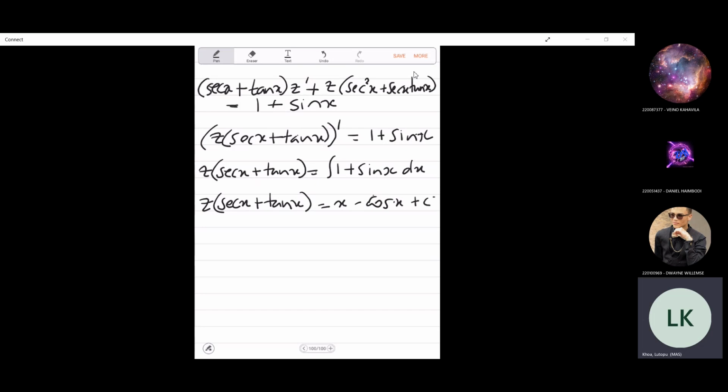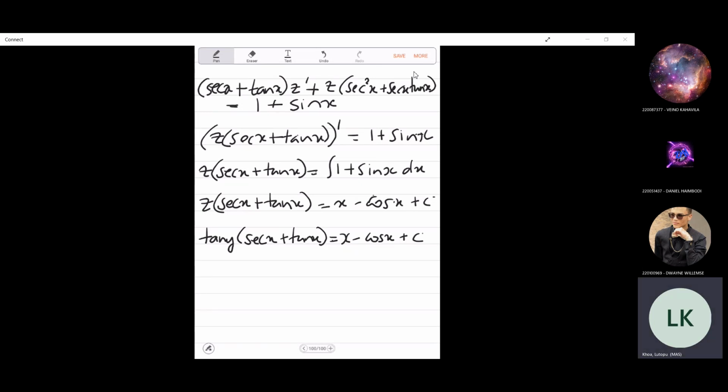And then rewrite z in terms of x. It's in terms of y. We have tan y, sec x plus tan x. This is x minus cos x plus c.